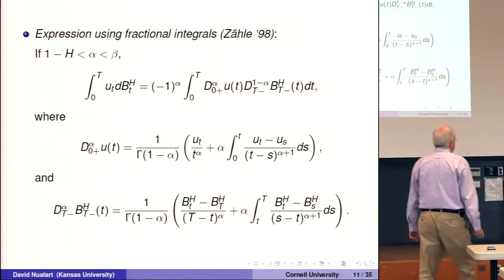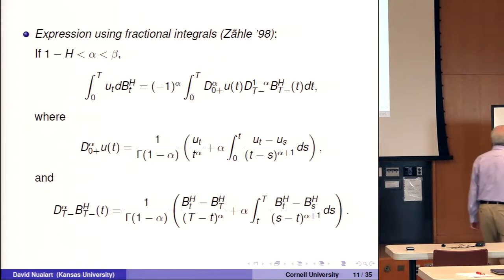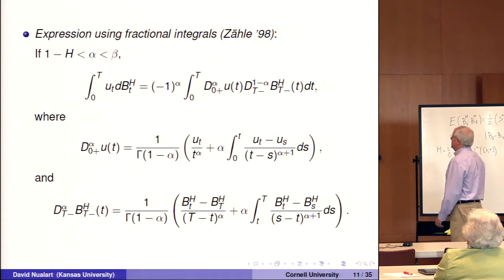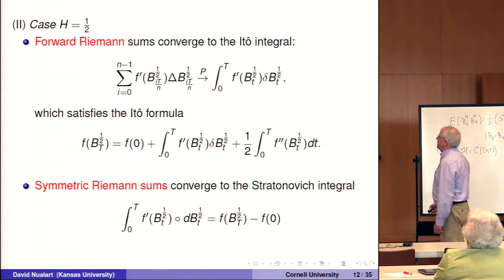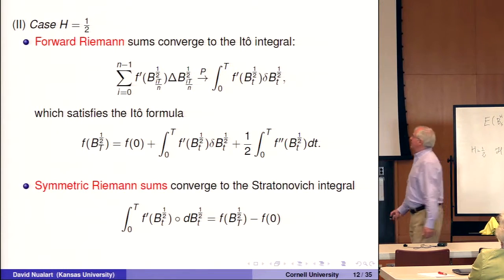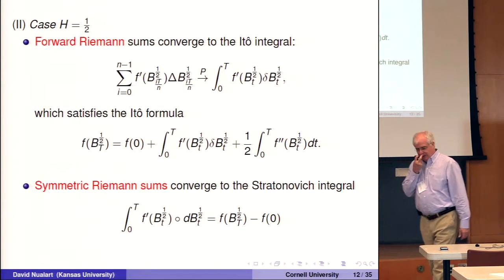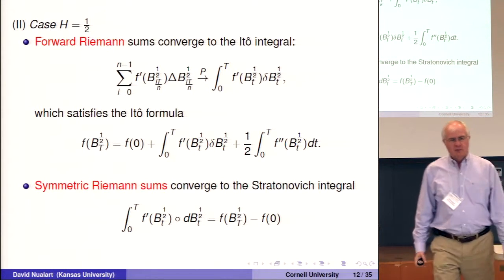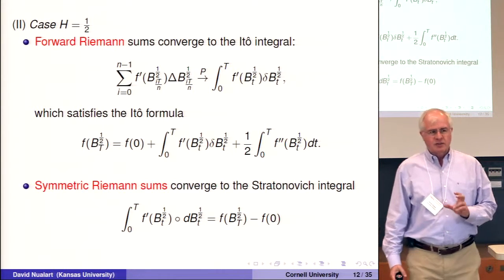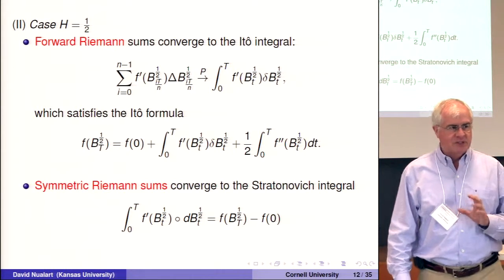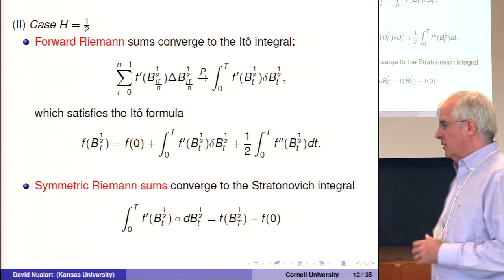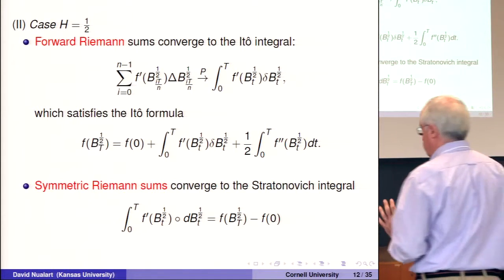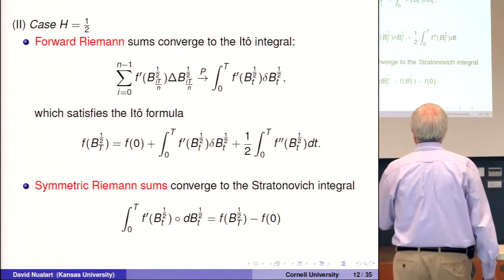Okay, so let me make some comments about what happens if H is less than 1/2. And well, this is well known for Brownian motion. I'm going to make some comments about what happens if you try to define the integral using Riemann sums, which is a natural approach to define an integral. So what happens, this is well known.